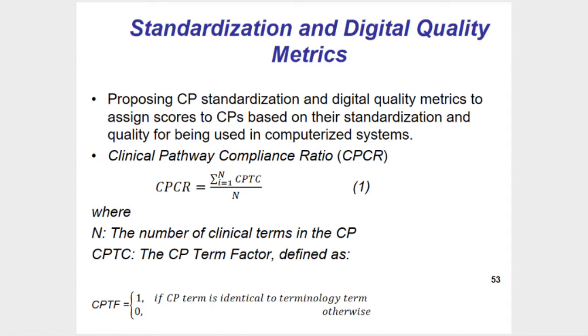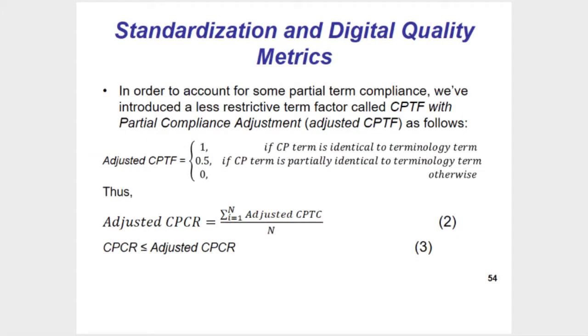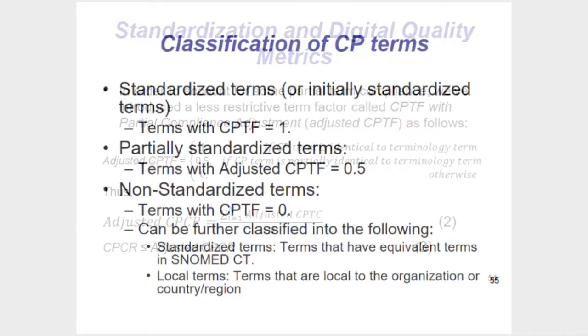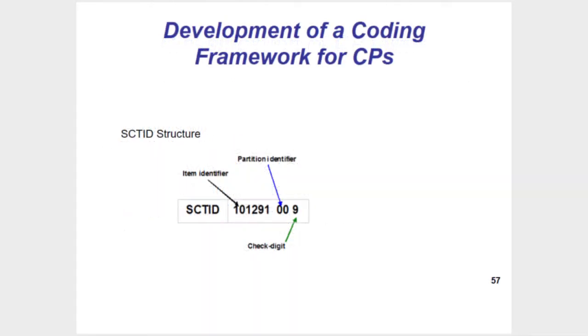Sometimes you cannot encode everything. So you use some global terminology and some local terminology if you cannot find it in SNOMED-CT. But the best clinical pathway is the one that adopts most of these international terms so that it can be exported easily to other clinics and other practitioners. So here we are just showing some of the measures that allow us to measure the conformance and standardization, how standard our clinical pathway is, the conformance of the clinical pathway, and the classification of clinical pathway terms. Clinical pathways are encoded using SNOMED-CT.